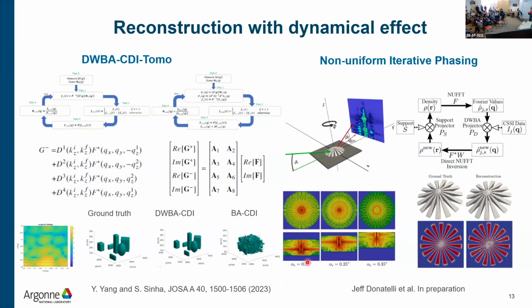Okay, but there has been some recent progress on reconstruction with this dynamic effect for smaller samples. For example, DWBA plus CDI in tomography doing in-plane rotation, and Suni Sinha's group at UCSD developed an algorithm last year. It works for small samples. And Jeff Donatelli here at the LS is using his uniform iterative phasing method to tackle this problem. We had some progress there. I don't think I have time to talk about it.